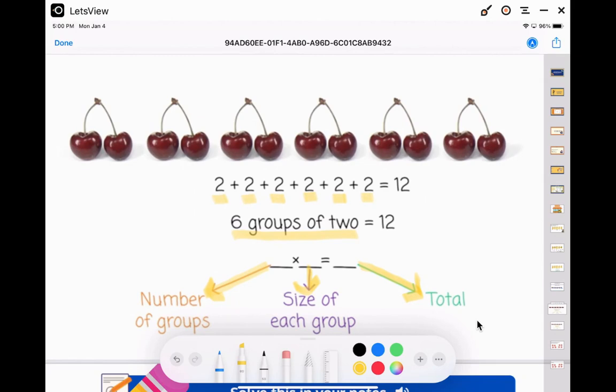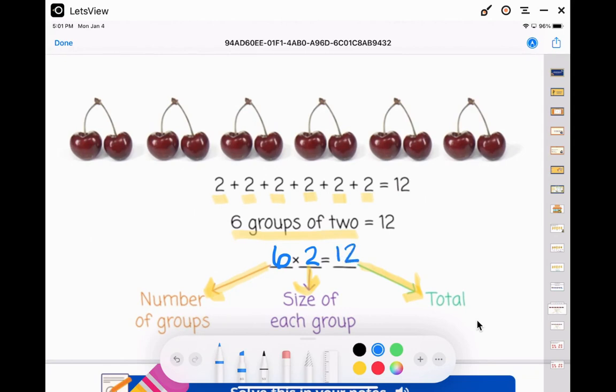Well, we've already determined that there are 6 groups, and each group has 2 cherries. And the total number of cherries that we have is 12.